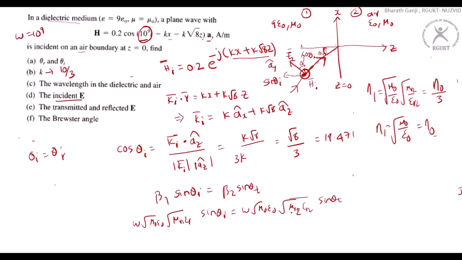Because mu r2 and epsilon r1 is here, it is 1, and you can see this factor cancels out with this factor, and if you substitute mu r2 and epsilon r2, you basically get a 3. Square root of 9 is 3. So I can say 3 times sine theta I is equal to sine theta t.